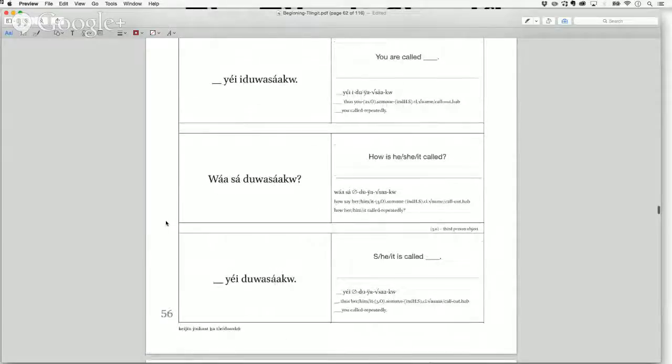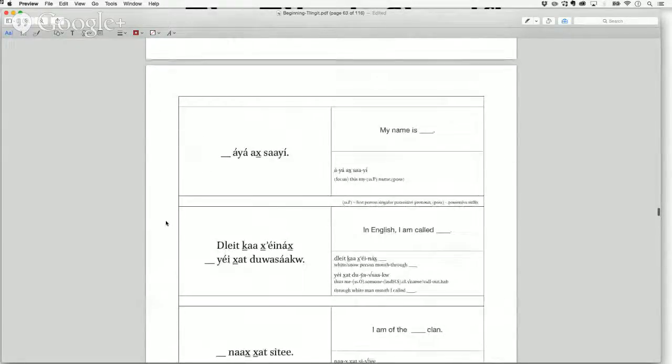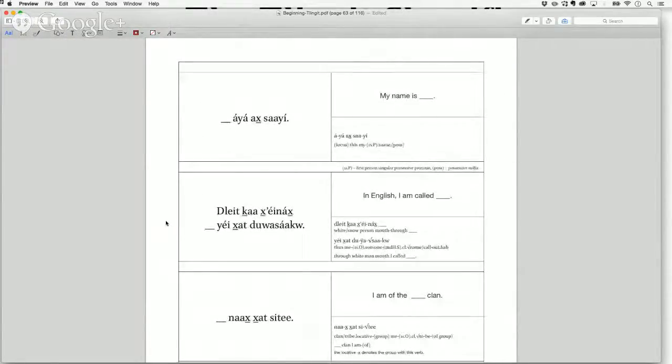And you can also, as we go a little bit further with this, so here's another way to say your name.